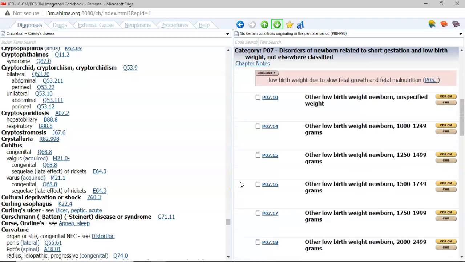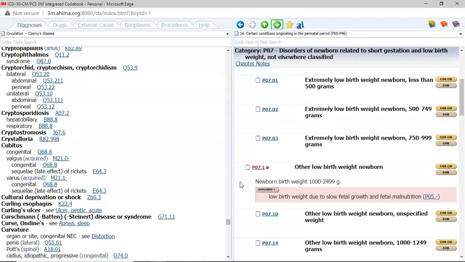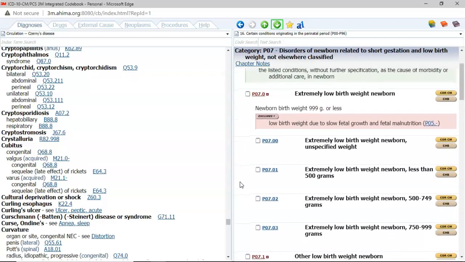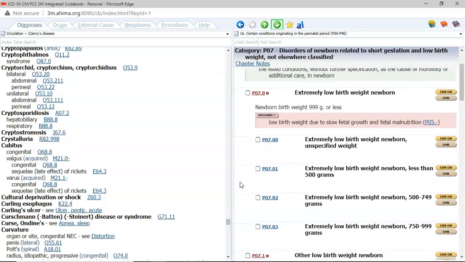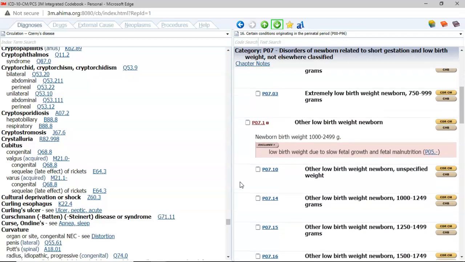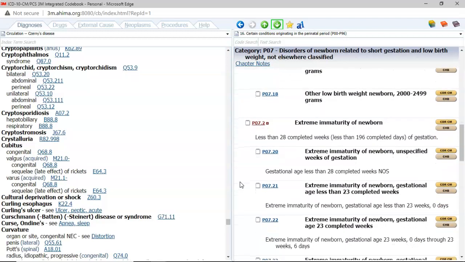And then we have those ranges of weights. So this first section is for extremely low birth weight. Then we have other low birth weight of the newborn. Then we have extreme immaturity of newborn. And this is for newborns that are less than 28 completed weeks of gestation.